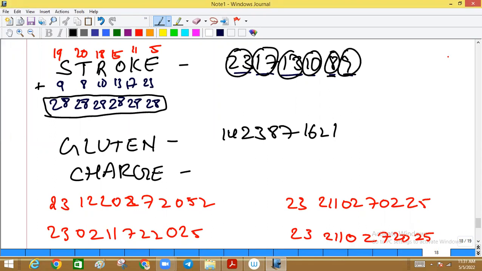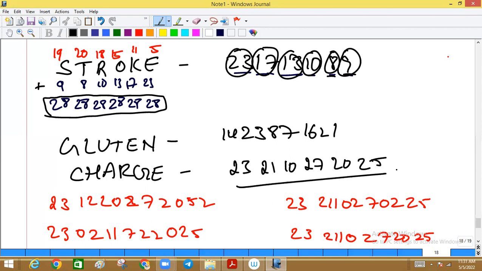So E is how much? 5. How much do I have to add? 23. So it starts with 23. G is 7. G 7 means how much do I have to add? 21. R 18, how much do I have to add? 10. A 1, how much do I have to add? 27 to get 28. H 8, how much do I have to add? 20. C 3, how much do I have to add? 25. So this is the answer: 23, 21, 10, 27, 20, 25 to get the value of 28.